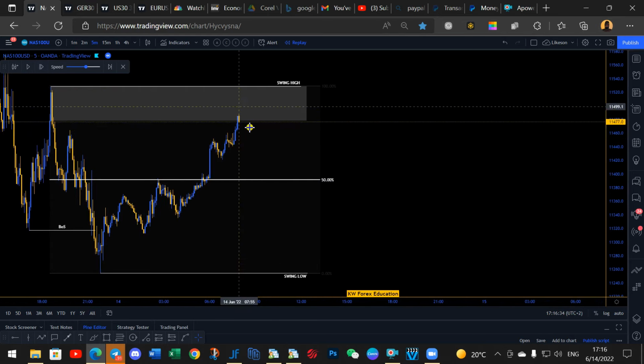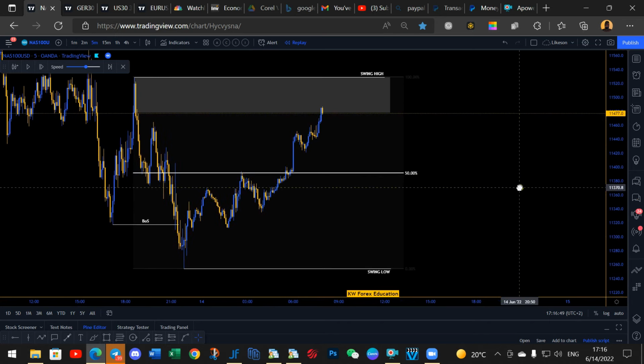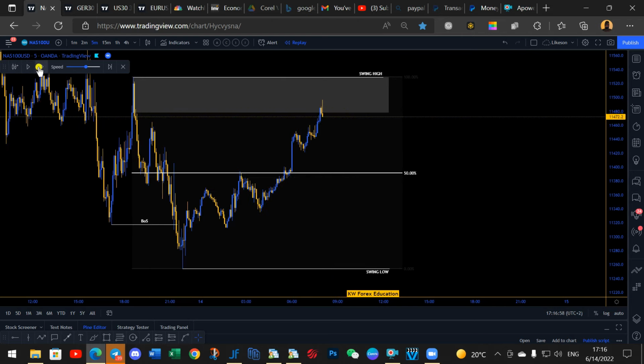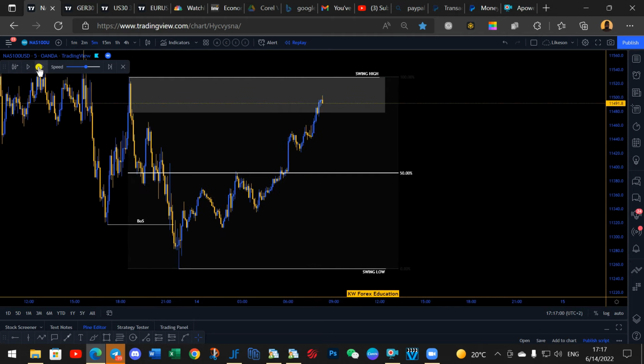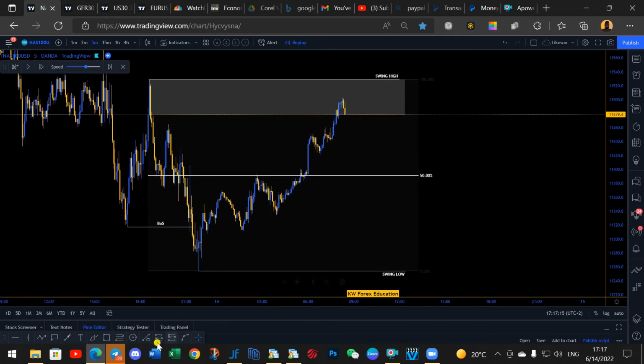So currently we got a tap in our point of interest. What I would like to see at the moment is a change of character to show that price is really going to reverse from this zone, right? Price was still in our zone. The area where I would want to see the change of character is this one, because let me just show you this.